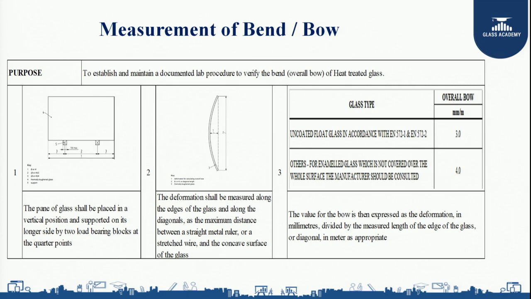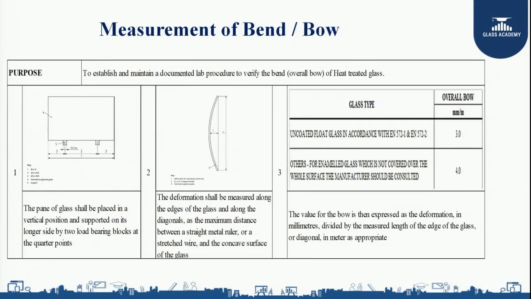Let us understand. First of all, the pane of glass shall be placed in a vertical position and supported on its longer side by 2 load bearing blocks at the quarter points. You can see in the figure, I am keeping the glass in a vertical position with 2 load bearing blocks positioned at the quarter points. Suppose my panel size is 1000 mm, I will keep the glass vertically and take 250 as the position of my load bearing blocks. Next, the deformation shall be measured along the edges of the glass and along the diagonals as the maximum distance between the straight metal ruler or a stretched wire and the concave surface of the glass.